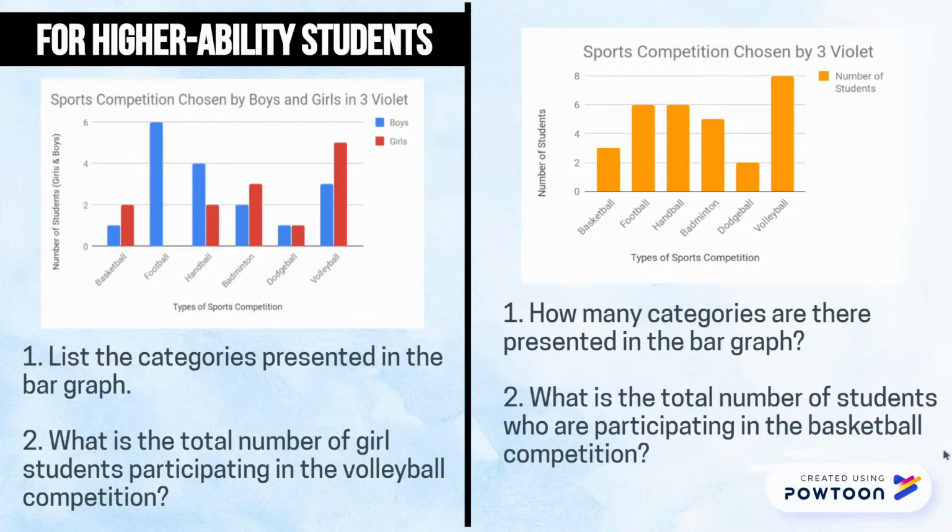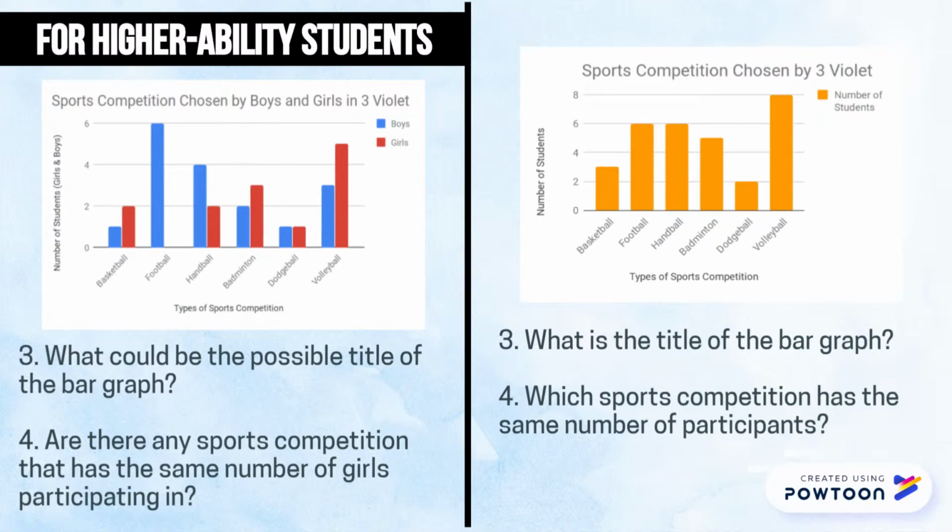From the questions proposed, we can see that the answers can be identified and lifted directly from the bar graph. For example, the first question, how many categories are there presented in the bar graph? Students could just count the number of bars that are presented in the bar graph and state the total number. As for high ability students, it would require students to list the categories presented in the bar graph. These are some of the extra questions for each of the bar graph that you can refer to while planning your lesson.